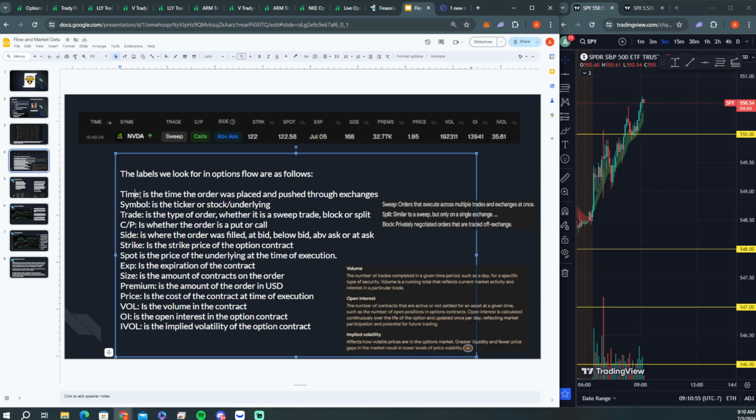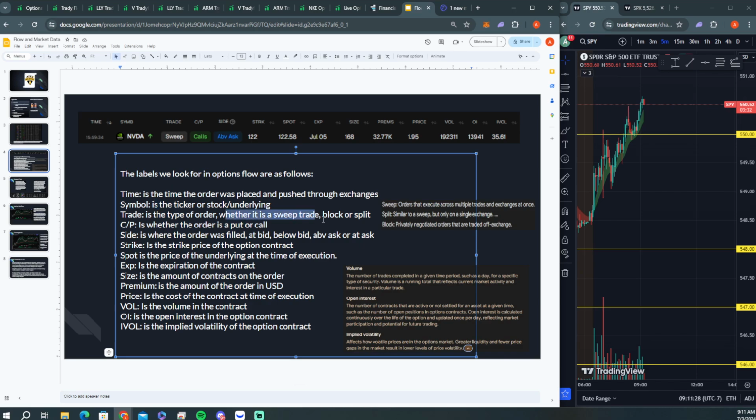But the time, it's just the time with which the order was placed and pushed through the exchanges. So that's right here. So 15:53 Eastern. Most of them are Eastern time because that's where the stock exchanges are in New York City. So 15:53 Eastern. So that's 3:59 and 34 seconds. So like right before market closed, that order came out. And then the symbol obviously is the ticker. So you see NVIDIA here. That one's self-explanatory.